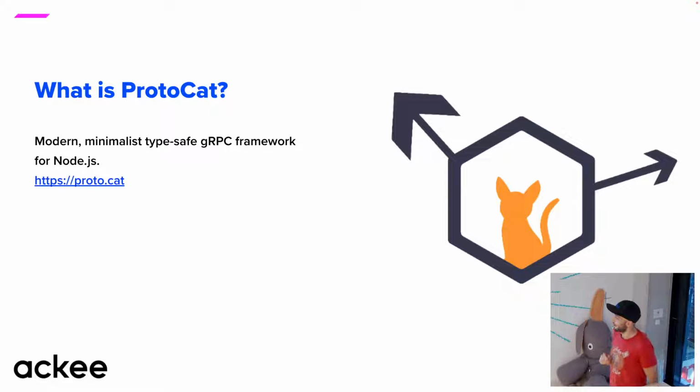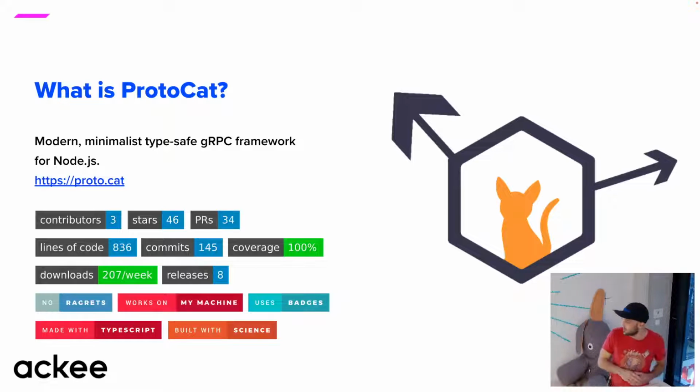Oh, what is protocat? Protocat is, as I've foretold, a gRPC framework for Node.js. It has this very cute domain that's totally legit and it's not a scam. And I wanted to tell you a bit about what the project is, and I thought, hey, let's use the method that people liked 10 years ago, and these are the badges. So you can see that I'm not the only contributor, so it's a legit project.